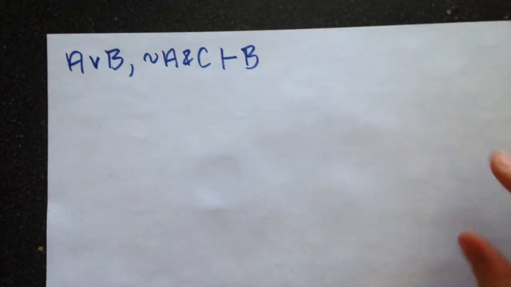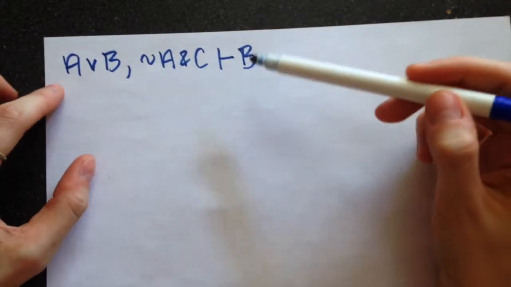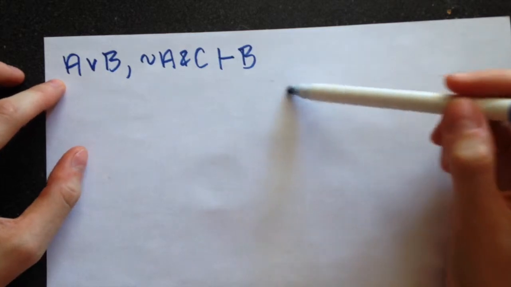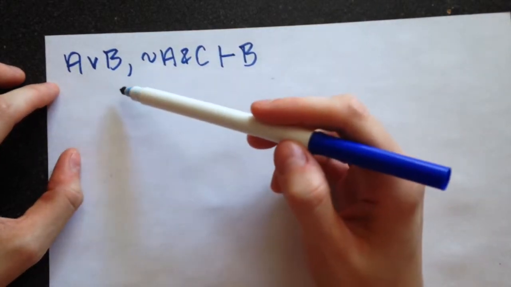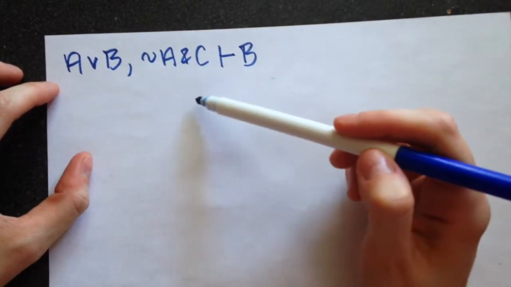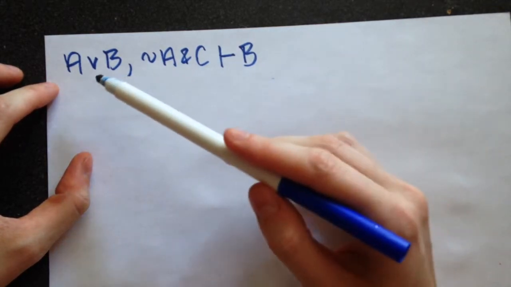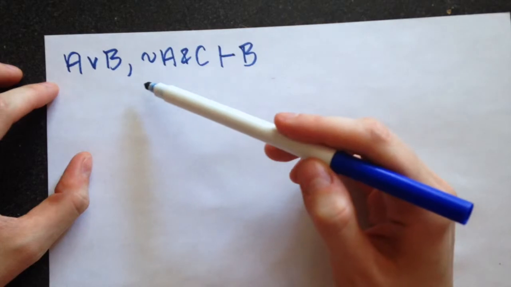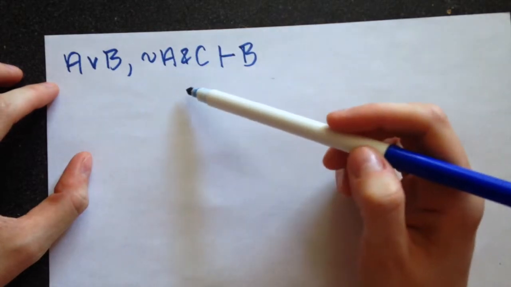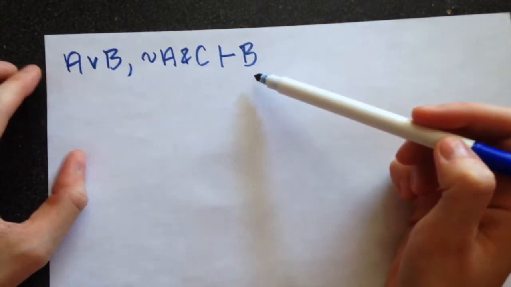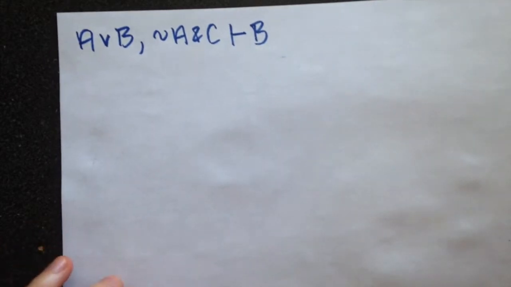Hey guys, Morgan again. So next we're going to look at this example here, right? We've got the argument a wedge b, tilde a ampersand c, therefore b. Okay, so that's either a or b, not a and c, therefore b. Alright, so let's get started.